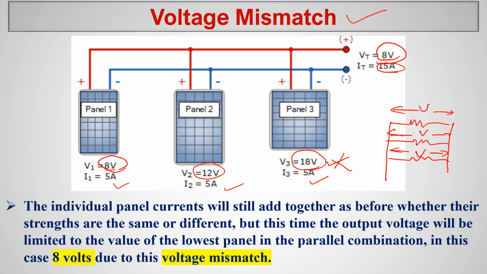This voltage mismatch is created because of wrong design. It is not created because of any external factor like weather or anything. This is basically wrong engineering design. So now you understand the voltage mismatch.